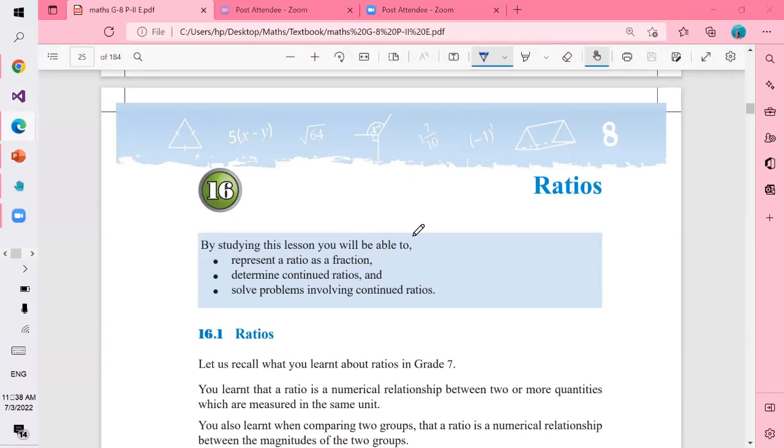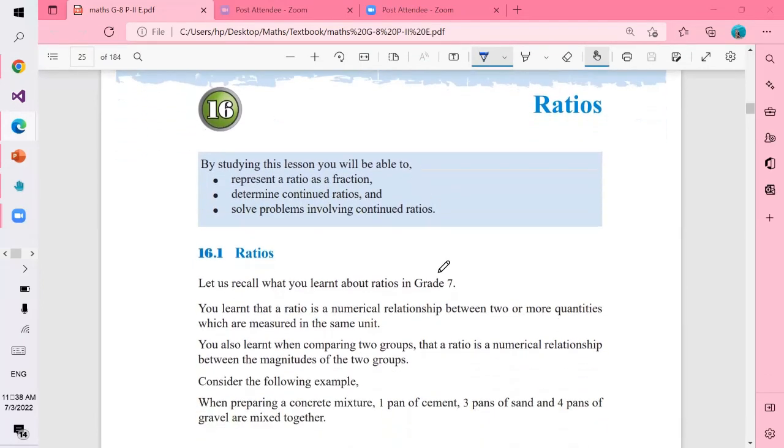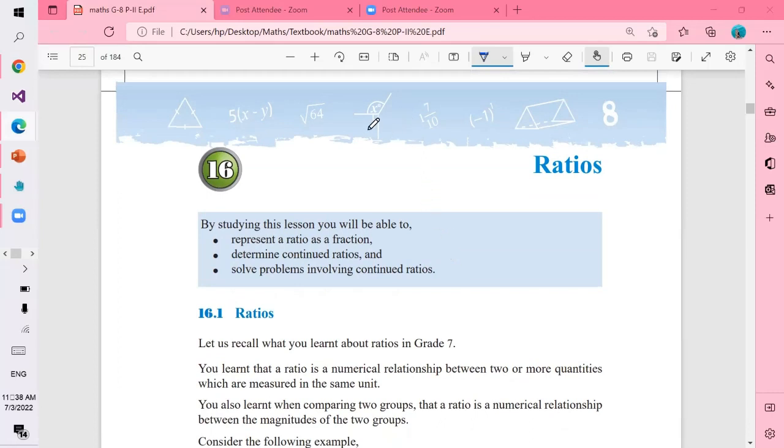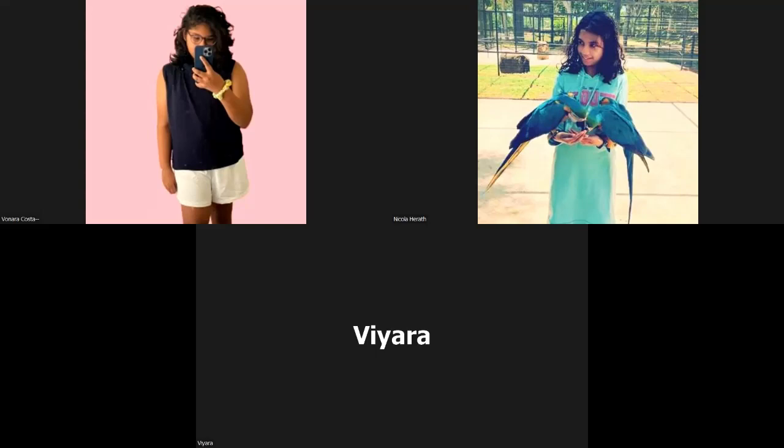Okay, so lesson number 16, ratios. So what is actually a ratio? So I will write some examples for ratios. 2 to 3, 4 to 5, 6 to 7. These are known as ratios. So if you can tell me a few features that you can see in ratios.